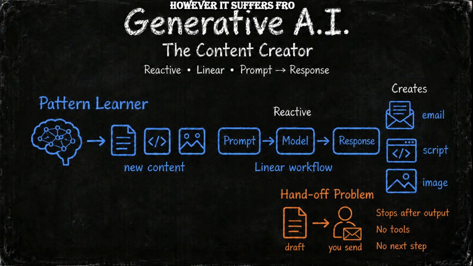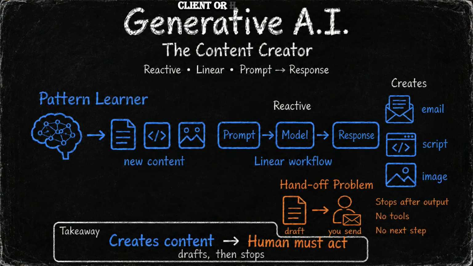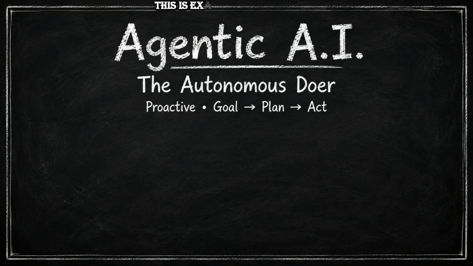However, it suffers from the handoff problem. Once it generates the content, it stops. It cannot take the next step, like opening your email client or hitting send. It exists in a vacuum, relying on you to do the actual work. This is exactly where agentic AI comes in.